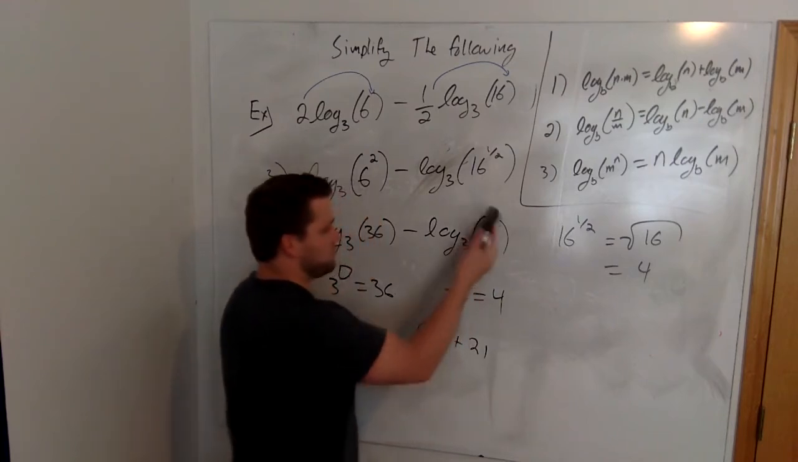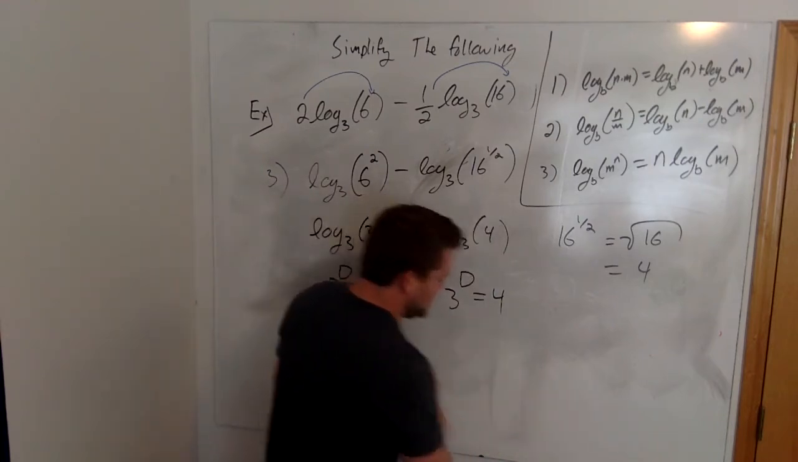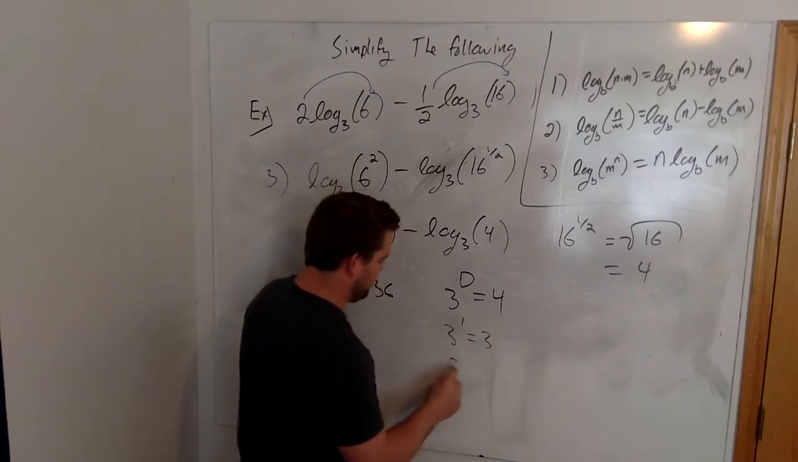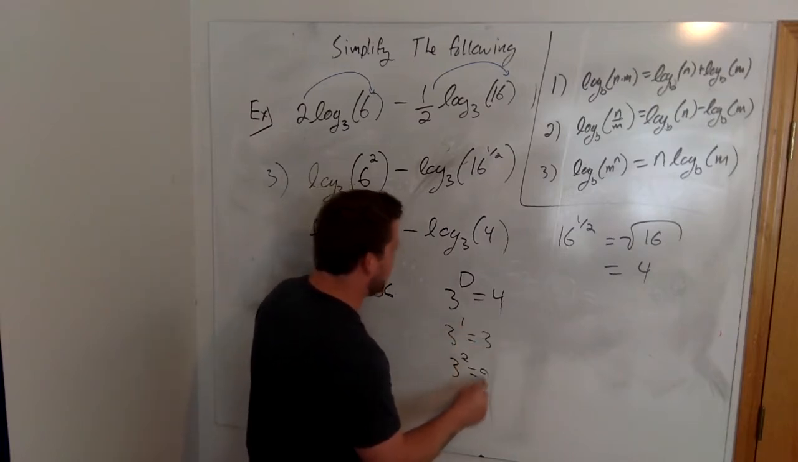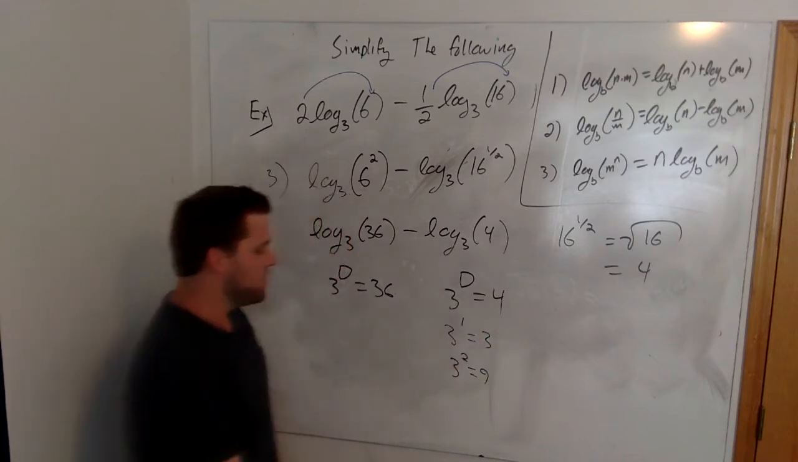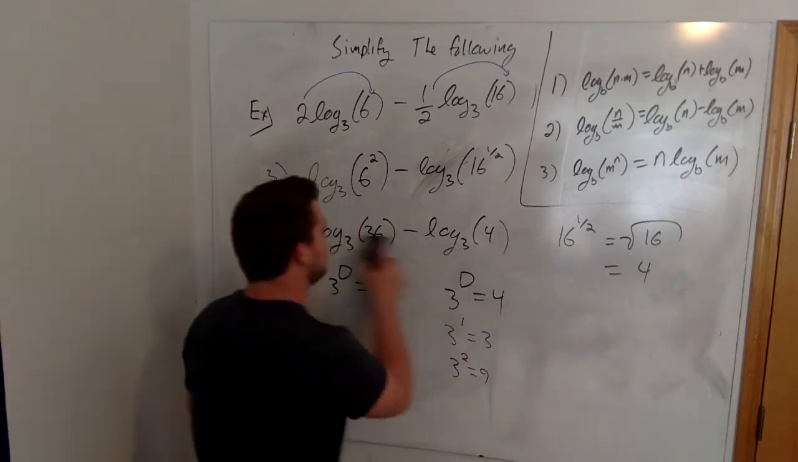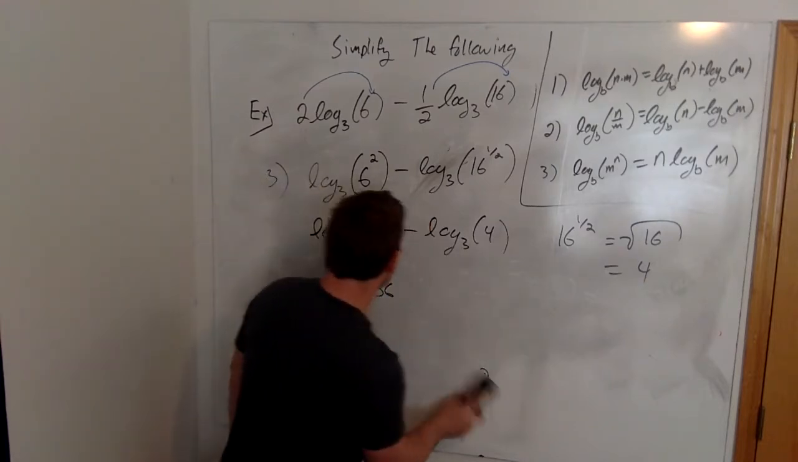In this case here, 3 to what power gives you 4? Well, I know that 3 to the 1st is 3, and I know that 3 squared is 9. So log base 3 of 4 is some number between 1 and 2. Not really sure what that is. So by themselves, these are hard to evaluate by hand.